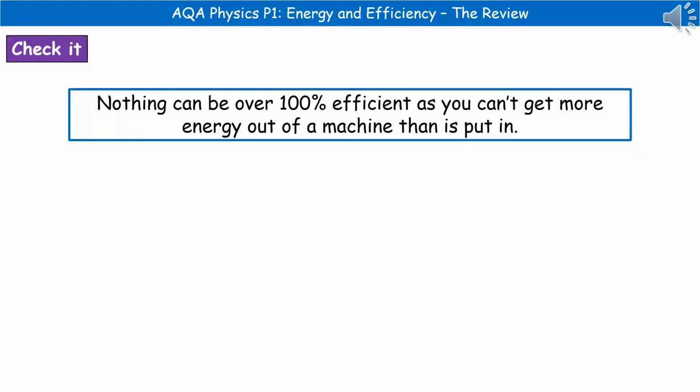There is a very handy little check you can do here, because when you're calculating the percentage efficiency of an object, it cannot be over 100% efficient. Because if it was over 100% efficient, then you'd be getting more energy out of a machine than you've put into it, and that's impossible. So if you've done your calculation and you end up with 136%, you've got the numbers the wrong way around. So flip them, times by 100, and you'll get the right answer.